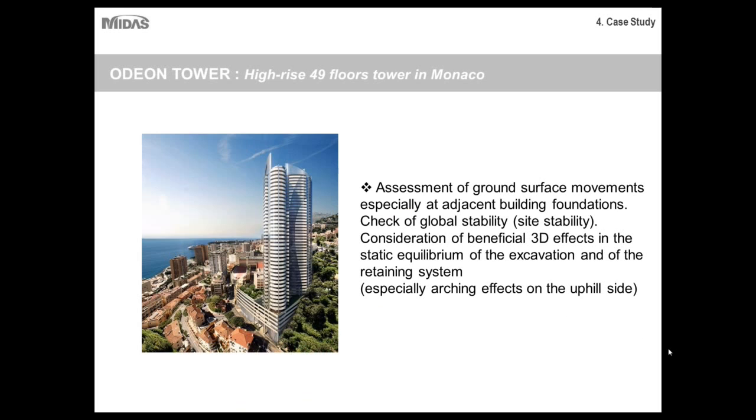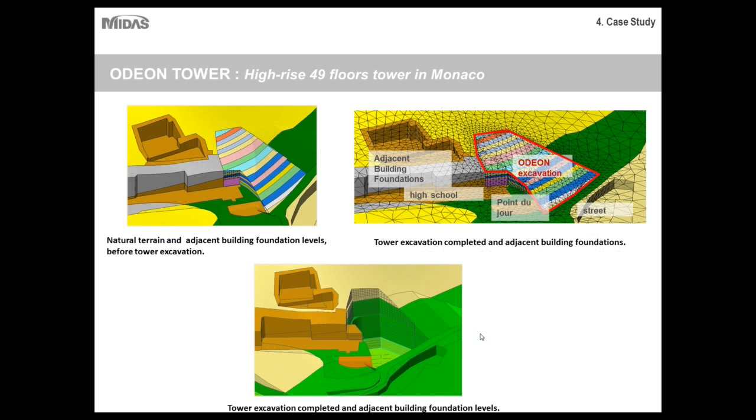Okay, so then the Odeon Tower, which is a high-rise 49-story tower in Monaco. It included an assessment of ground surface movements, especially at adjacent buildings. For example, as you can see, the area itself is very developed. So in order to design for the excavation, the effects of the excavation on the adjacent structures needed to be taken into account, especially for arching effects on the uphill side.